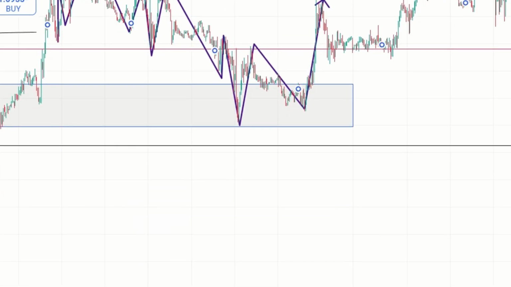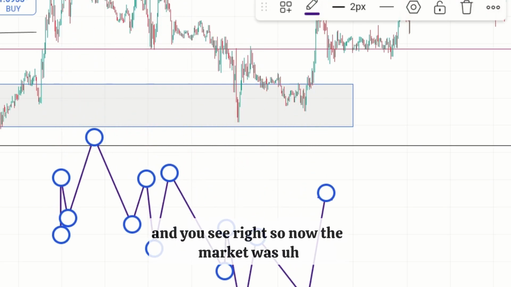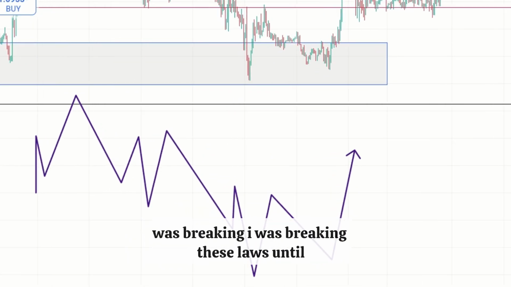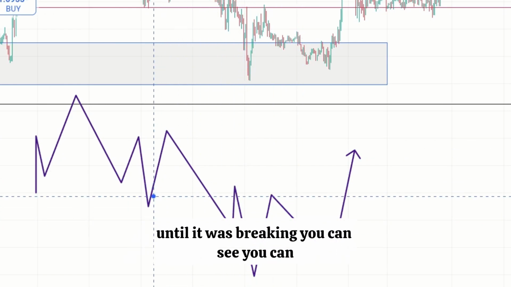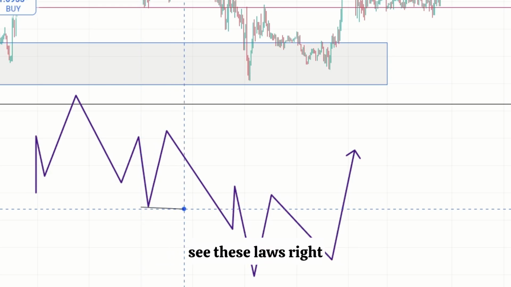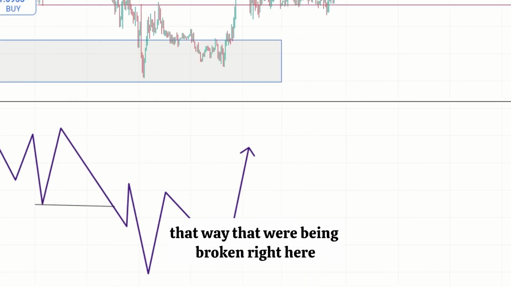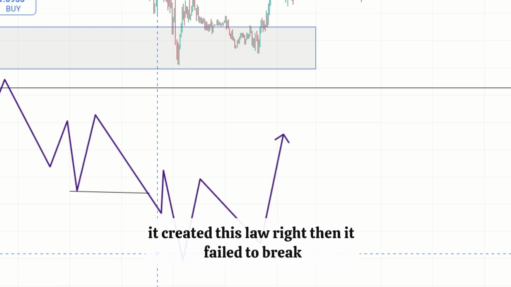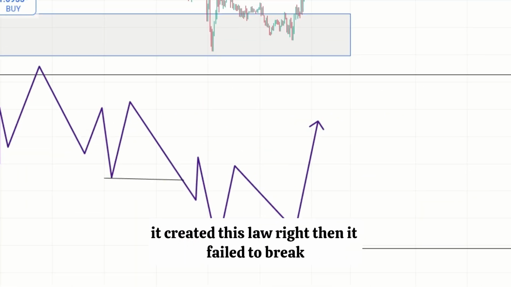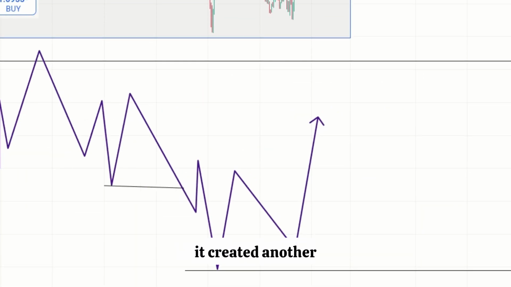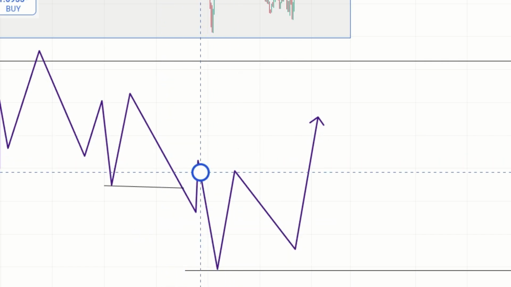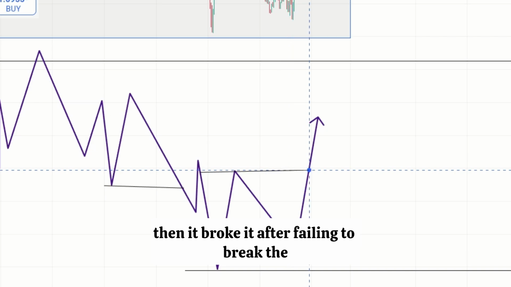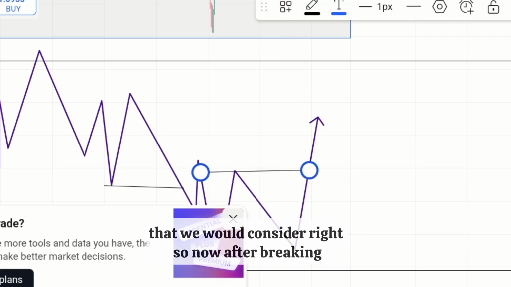So now let's remove it here, and you see, the market was breaking these lows until it reached here. It created this low, then it failed to break that low. Rather, it created another higher low right here, as you can see. Then it broke it after failing to break the other main low that we would consider.